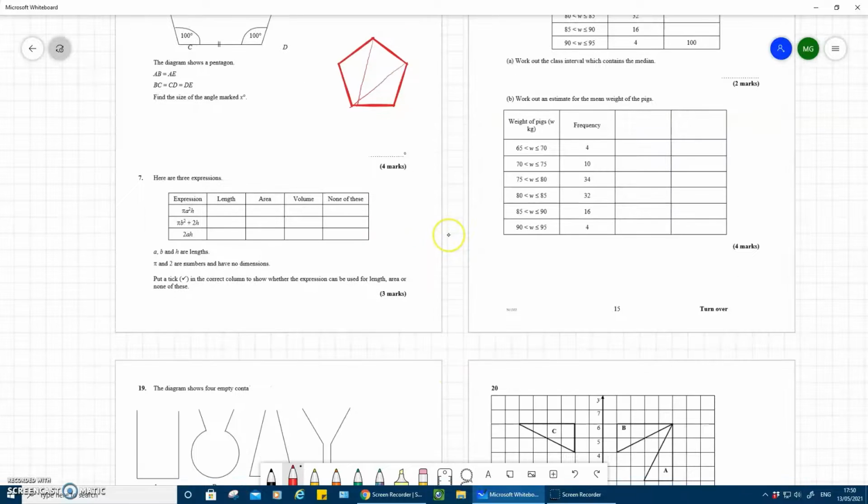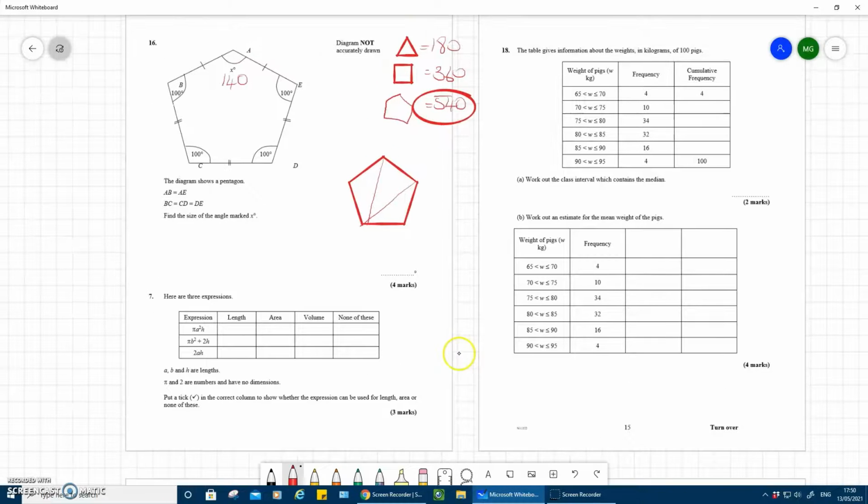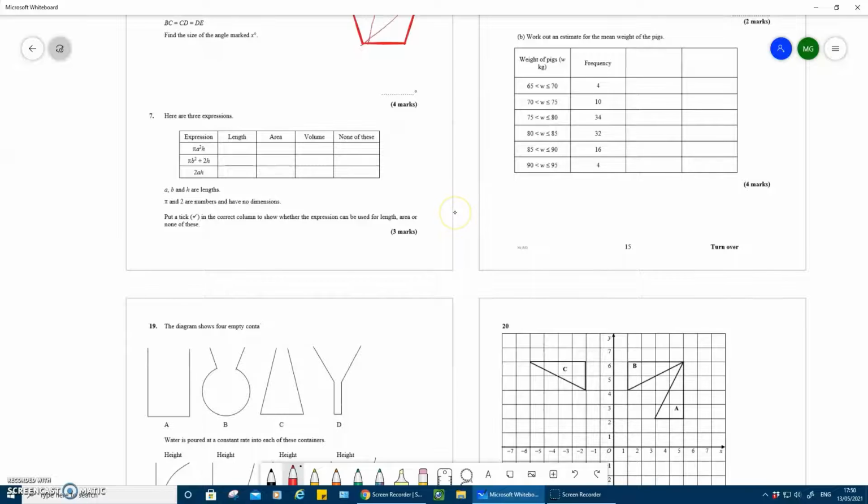We've got questions, oh, it can't be question 7. Question 17, I've just got it wrong. Tricky one.